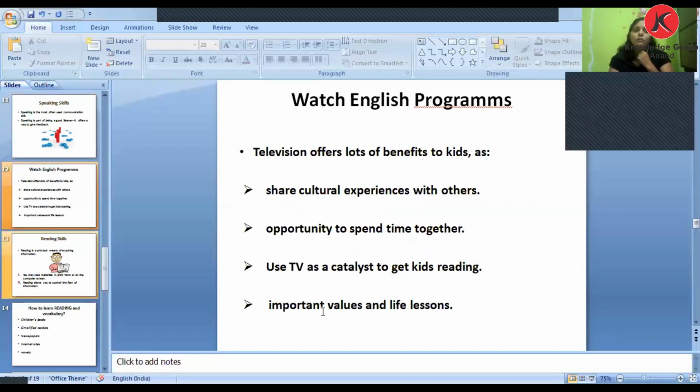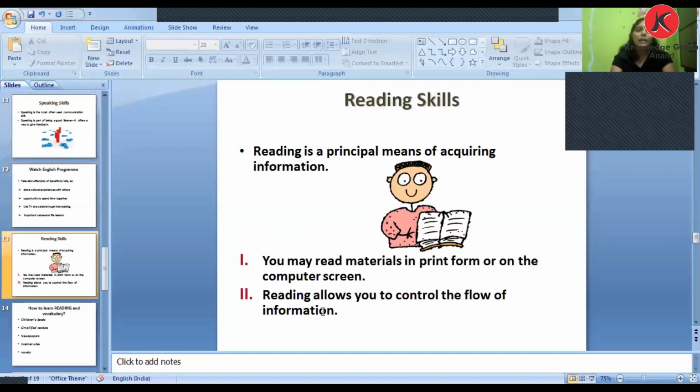Now, watch English movies. What will you learn from that? These are the benefits: you share culture and experience with others, you get the opportunity to spend time together. You can also watch TV together and learn something, and it teaches important values and life lessons. Right? So this can be helpful.